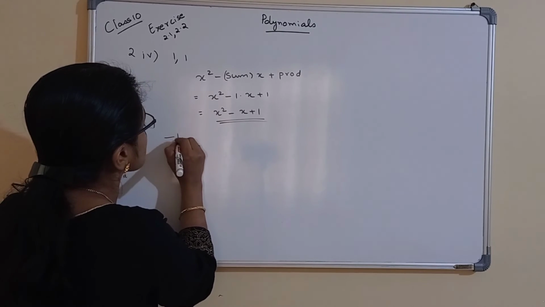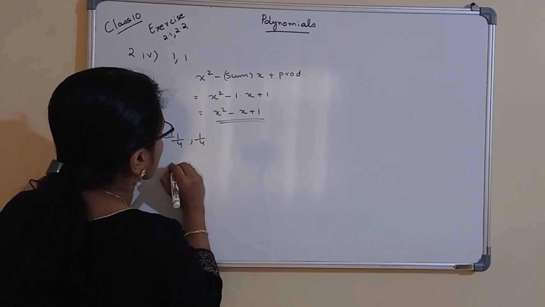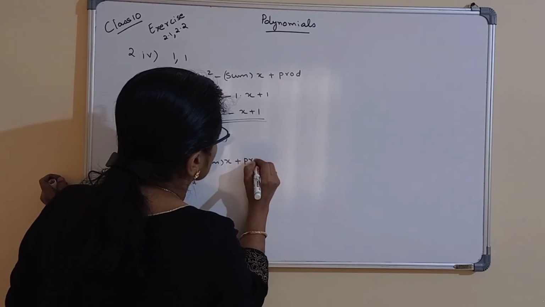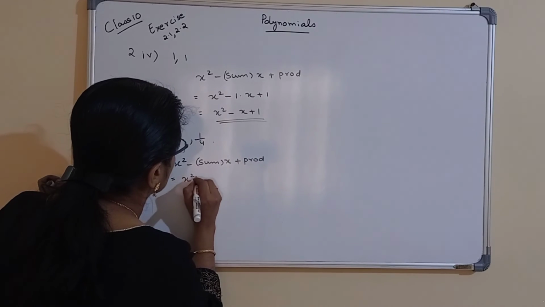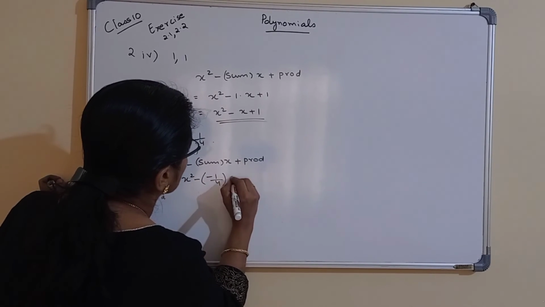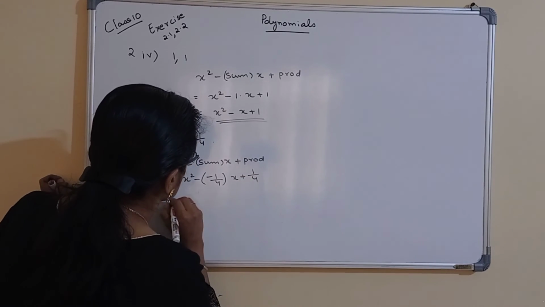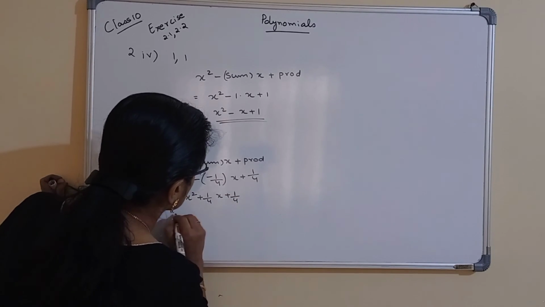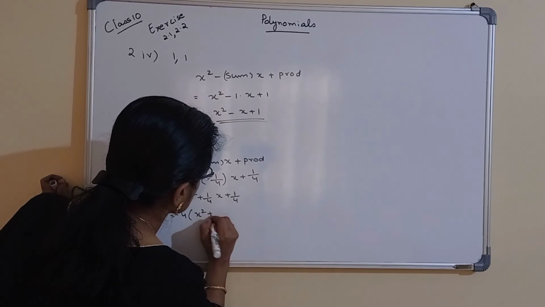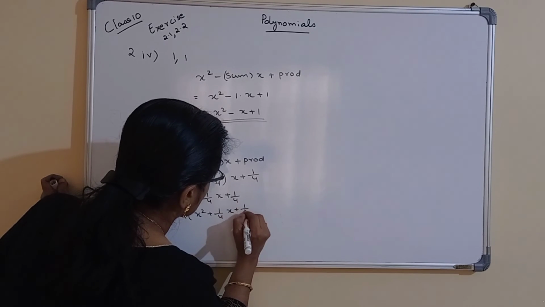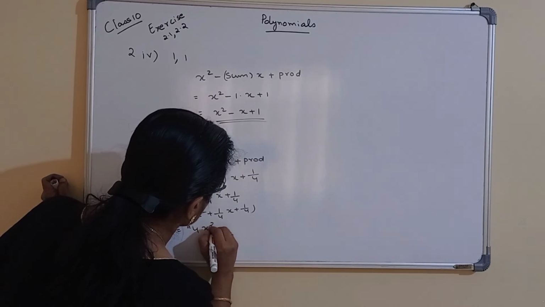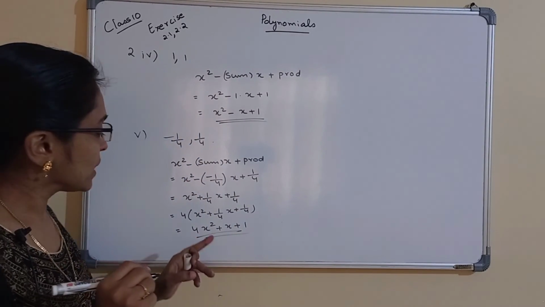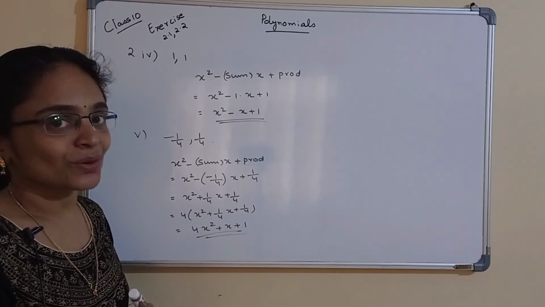Next one is minus 1 by 4, 1 by 4. So you can write this as x square minus sum into x plus product, which is equal to x square minus minus 1 by 4 into x plus 1 by 4, which is equal to x square plus 1 by 4x plus 1 by 4. Now multiplying all these by 4, we will get 4x square plus x plus 1. So the quadratic polynomial is 4x square plus x plus 1. Okay.